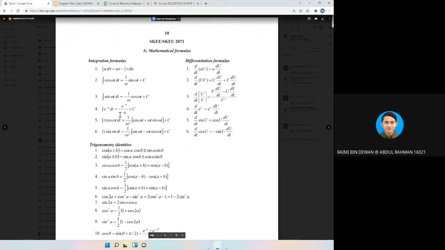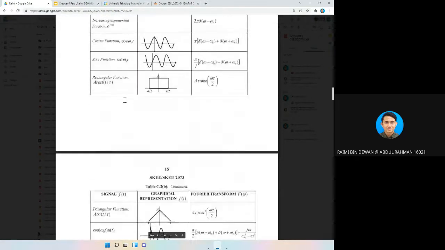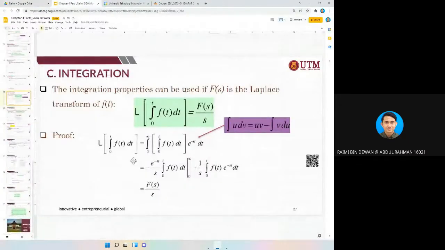I'm sure that you can solve the question faster if you actually have this basic mathematics in your head already. If you have that, it will be faster, but if not, don't worry, the table is given. Because engineering is not about memorizing, it's about understanding how to use it.